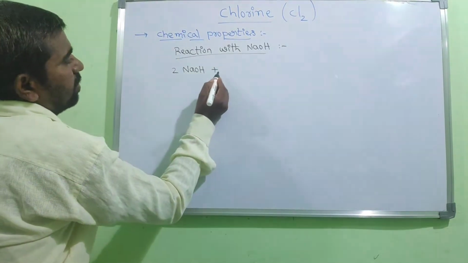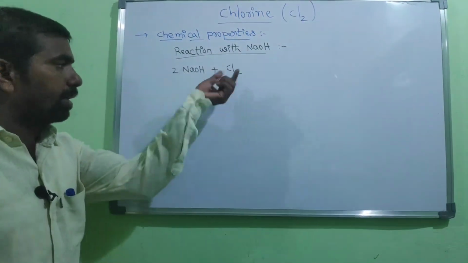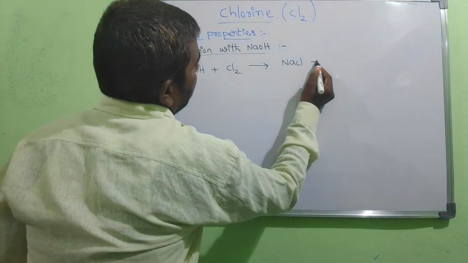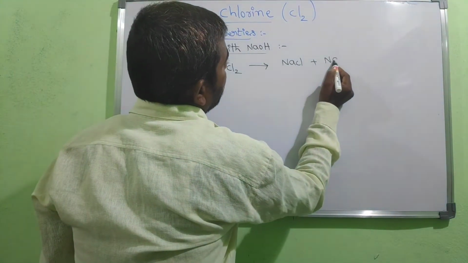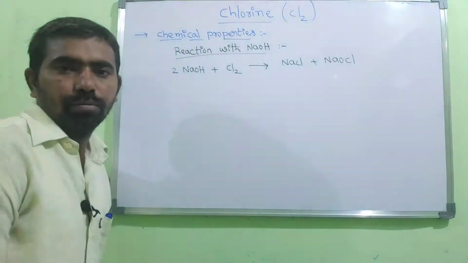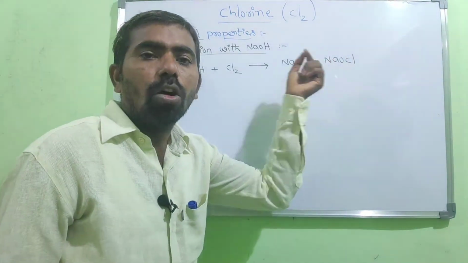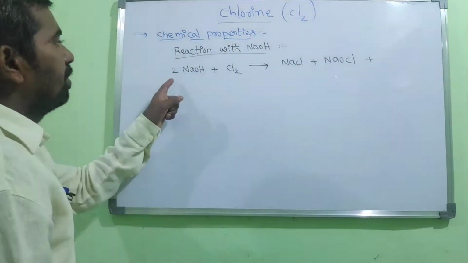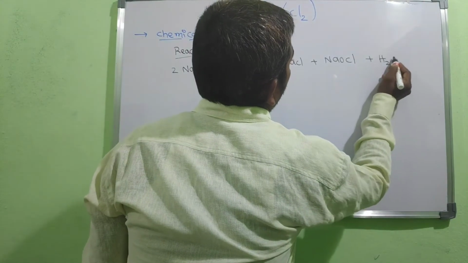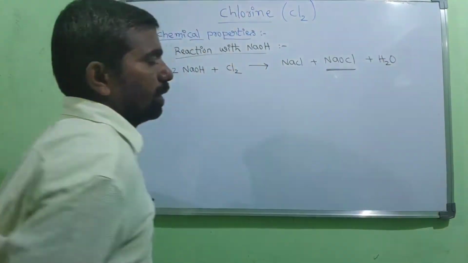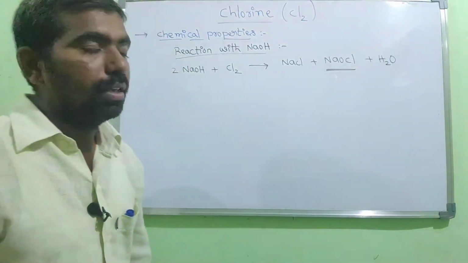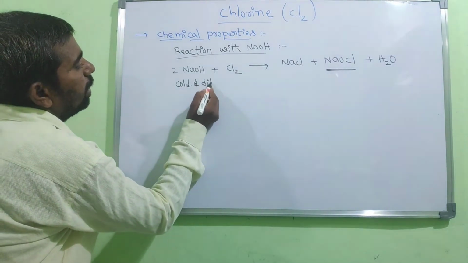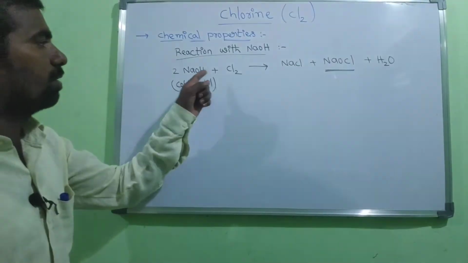2 moles of sodium hydroxide is taken, and I am taking the chlorine. So here the formation of sodium chloride, another product is obtained, that is NaOCl, sodium hypochlorite, and along with these two substances there is a formation of H2O molecule. So this is the product. Sodium hypochlorite is the product when we are taking cold and dilute NaOH to react with chlorine.